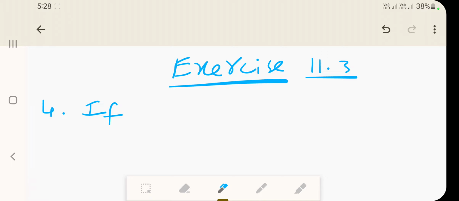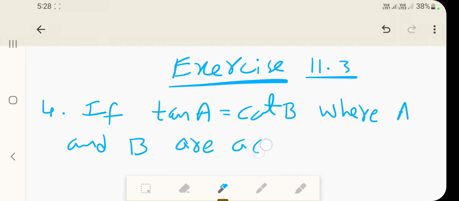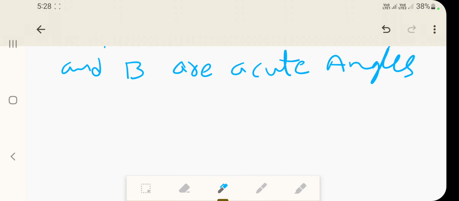In this problem, if tan A is equal to cot B, where A and B are acute angles, that is less than 90 degrees. So what they are asking, prove that A plus B is equal to 90 degrees. This is the question.